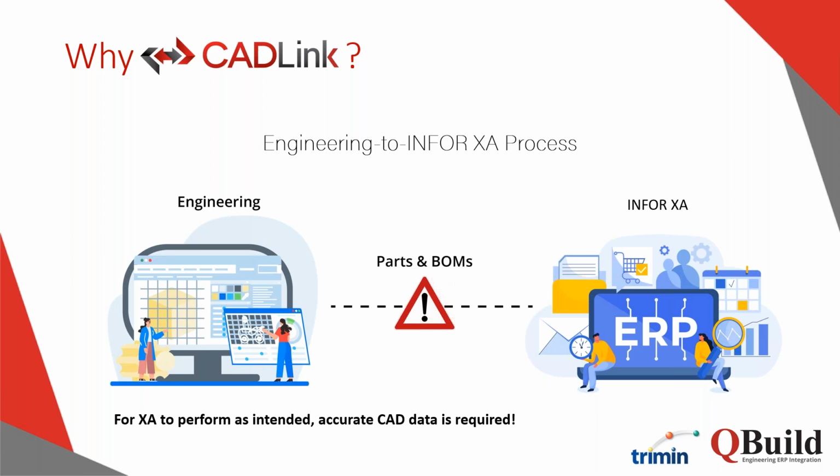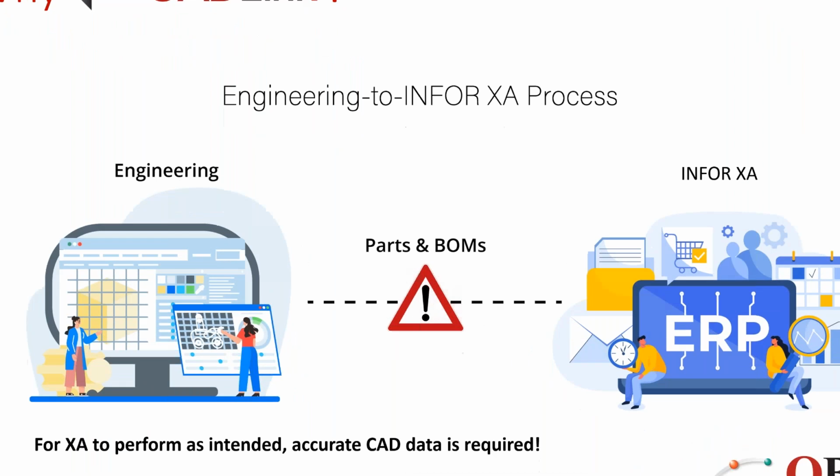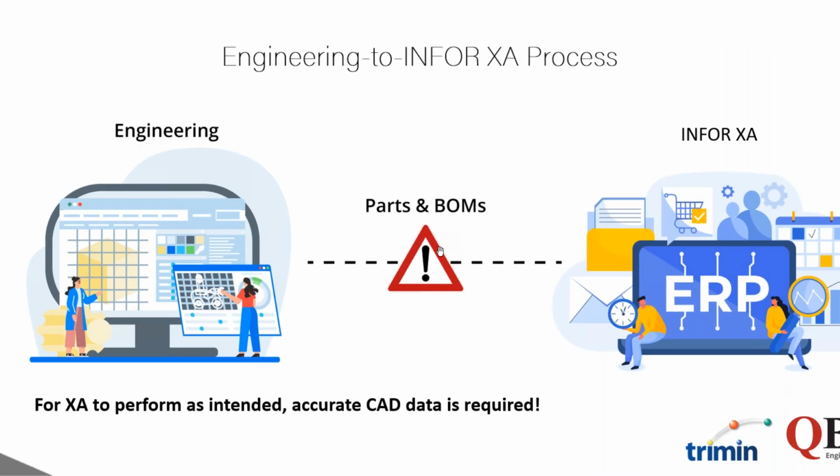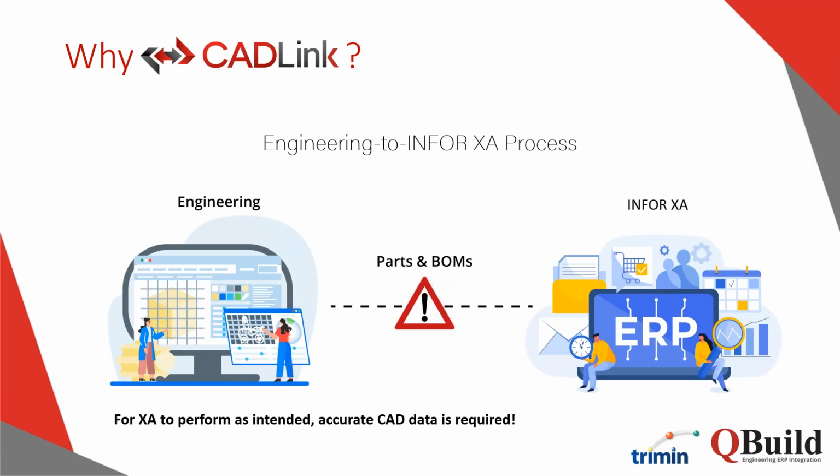And really for an ERP like XA to perform as intended, especially for a manufacturing company, accurate CAD data is required. CAD data and accuracy of that data is really the cornerstone of that ERP, and your ERP will only function as well as your data is in it. So it's important that we have that connection there to ensure that we have accurate data, and we're actually providing the accurate data so our ERP can be using it and our teams can be using it as intended.